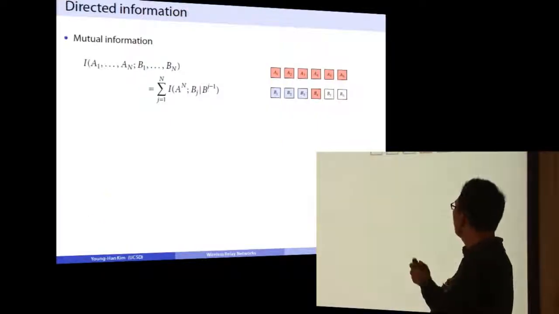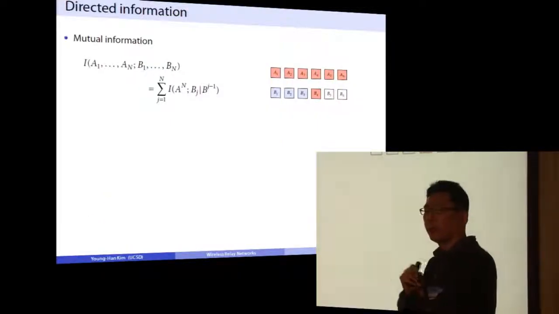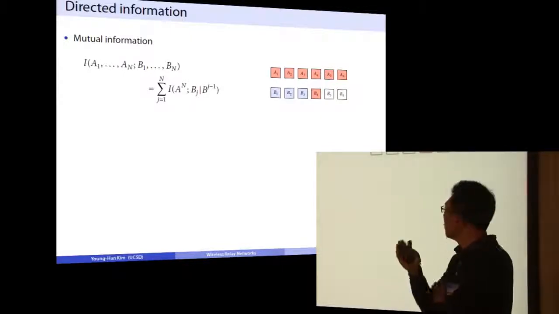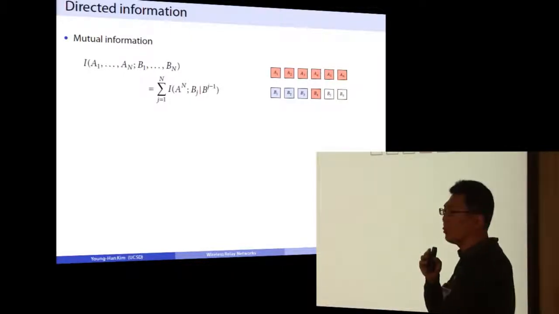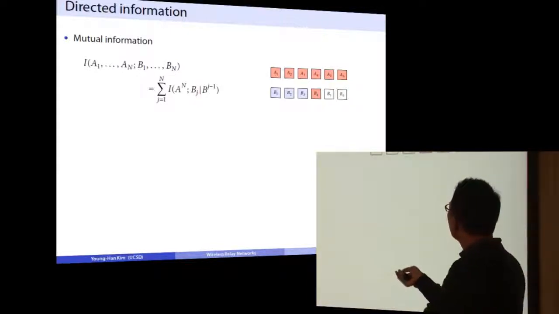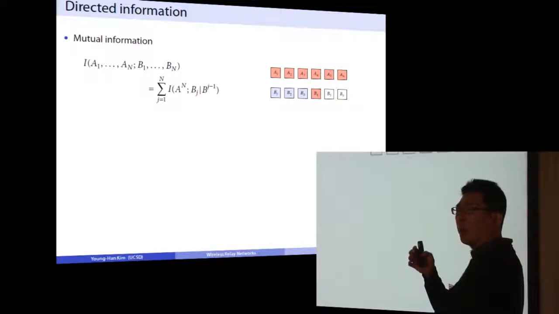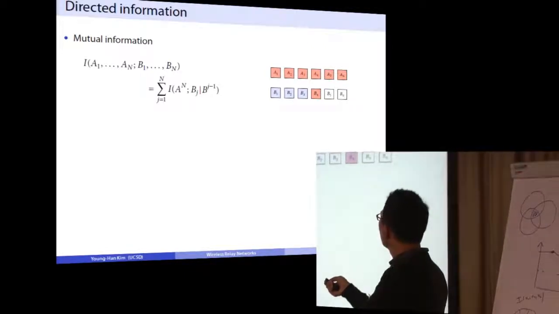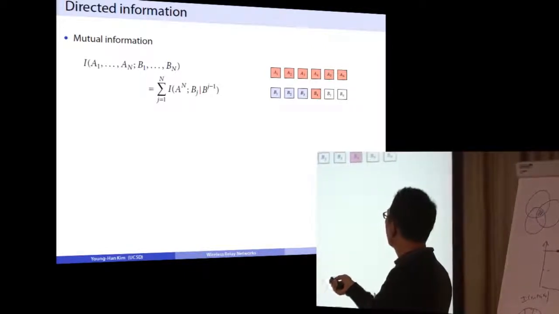Okay, so far so good. And now let me try to introduce some concept which could be new to several of you, which is the notion of directed information. Here I'm going to denote by A_1 up to A_N and B_1 up to B_N a pair of sequences of random variables. And I'm going to attach the meaning of time to these indices.